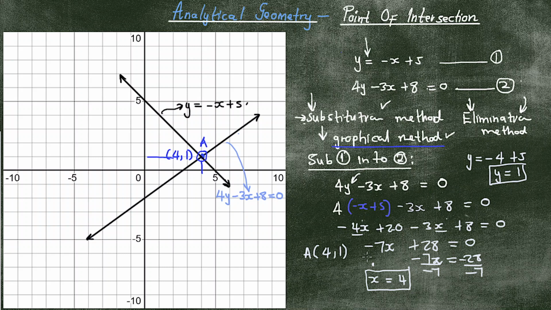So the takeaway for this lesson is that whenever you calculate a point of intersection, you have to solve your equations simultaneously. Whether you do that by substitution or elimination method, that's up to you. The graphical method is very rare. You can find it, but it is rare.